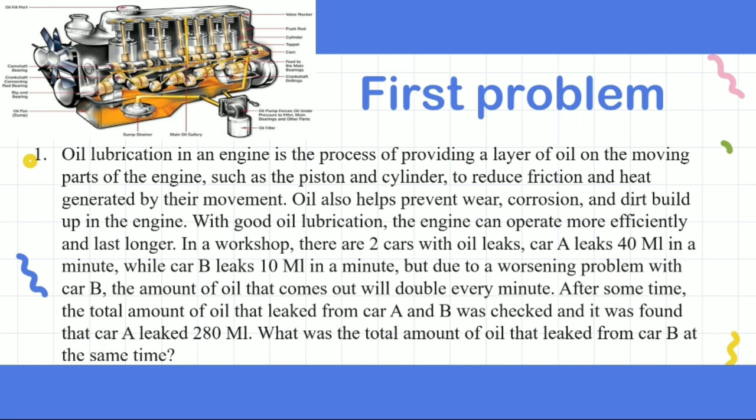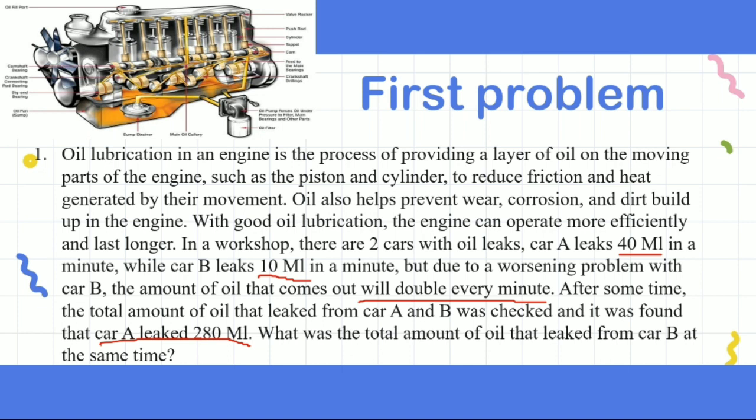From this question, we can take some information. Like in here, car A leaks 40 milliliters of oil in a minute, and car B leaks 10 milliliters in a minute. But car B will double every minute. And after some time, car A leaks 280 milliliters. So how to find how much oil leaks from car B at the same time? We can solve it by using number pattern.